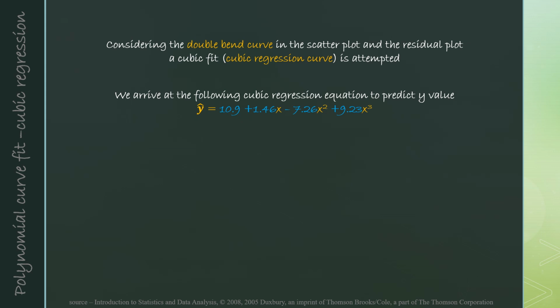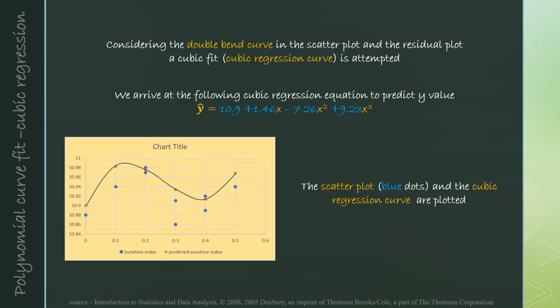We arrive at the following cubic regression equation to predict y value. Y hat equals 10.9 plus 1.46 multiplied by x minus 7.26 multiplied by x square plus 9.23 multiplied by x cube. The scatter plot, that is the blue dots, and the cubic regression curve are plotted. Clearly, one can see a close fit for the sample data in this case.